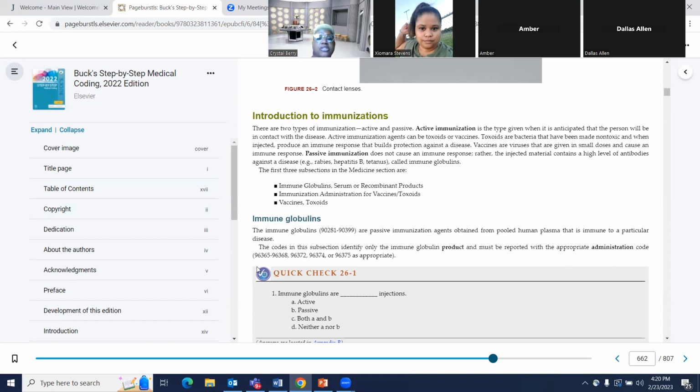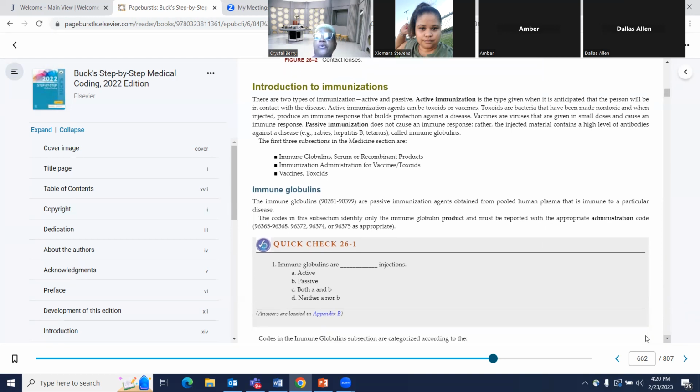And here are those codes: 96365 through 96368, 96372, 96374, or 96375 as appropriate. Quite a few people had this answer wrong. Immune globulins are blank injections. A, active; B, passive; C, both A and B; or neither A nor B. What is that answer?